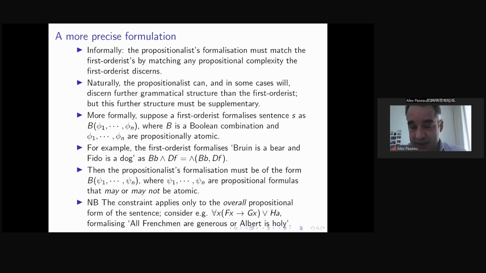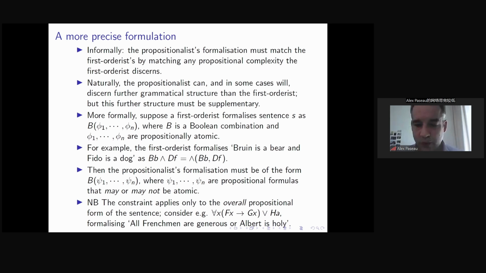They may or may not be atomic, but they've got to respect the fact that the original form, the initial form, excuse me, is the Boolean combination B. I should stress that the constraint applies only to the overall propositional form of the sentence.